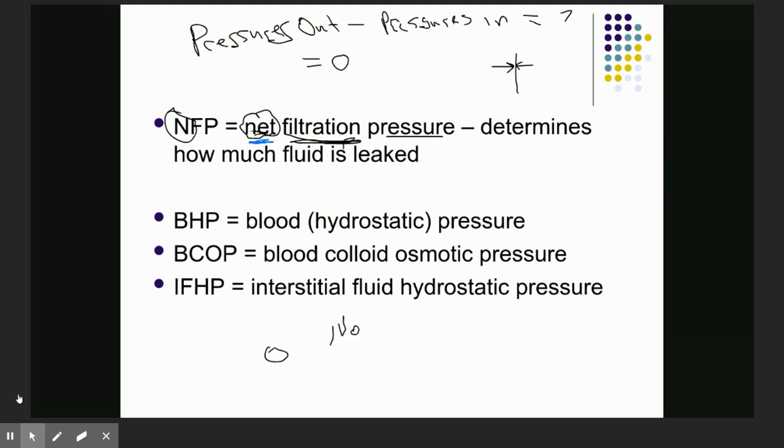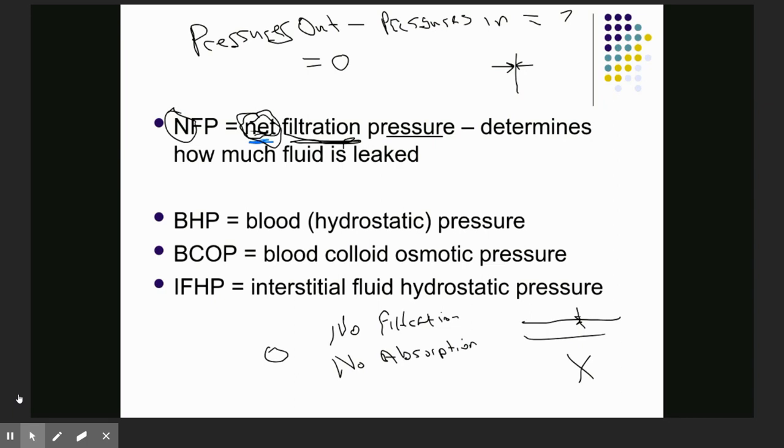That's not going to happen. No fluid is going to come out. But there's also not going to be any fluid go back in, and that's called absorption. So there's not going to be any filtration, and there's not going to be any absorption. The fluid in the capillary is just going to stay exactly where it is. So when the blood goes through there, the pushing out and pushing in are the same. There's not going to be any net movement.